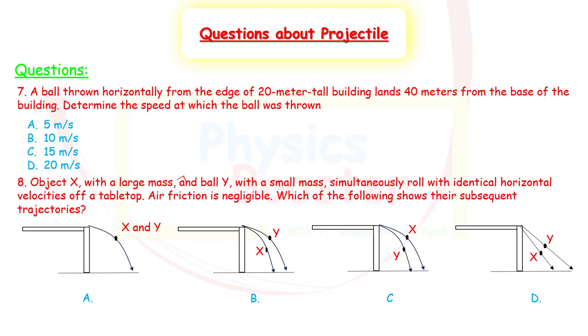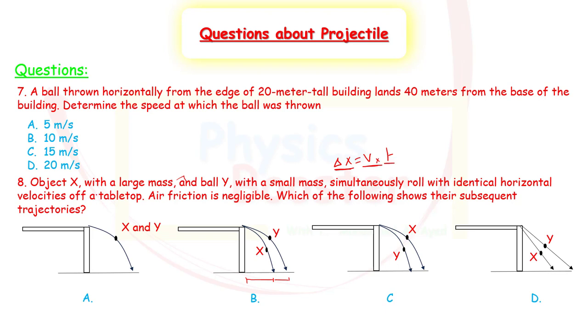They both have the same horizontal velocity, so they both have the same Vx, okay? But they have different masses. Now, it's asking me, in other words, which is falling farther from the base, okay? Is it X or Y? Now, let's see the equation. The equation says that delta X is equal to Vx multiplied by t. So the only two factors that determine delta X here is the horizontal velocity and the time.